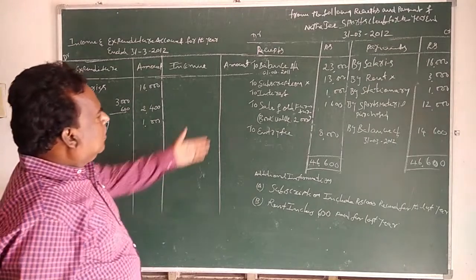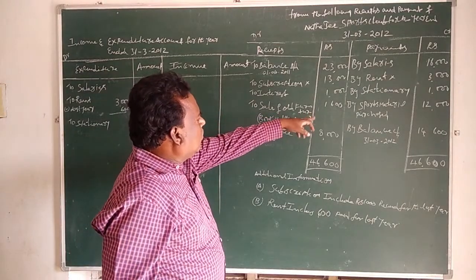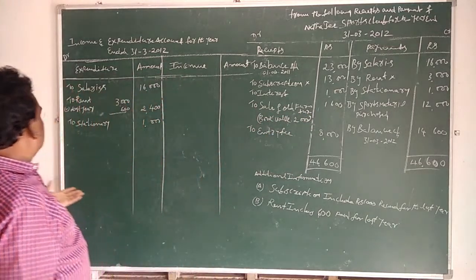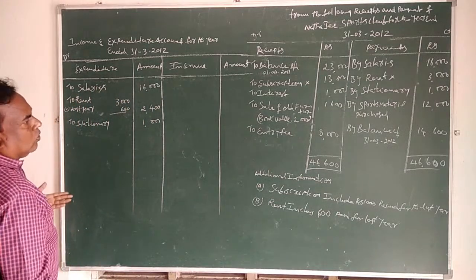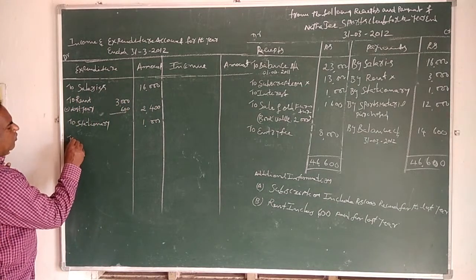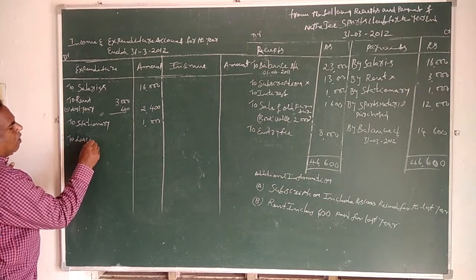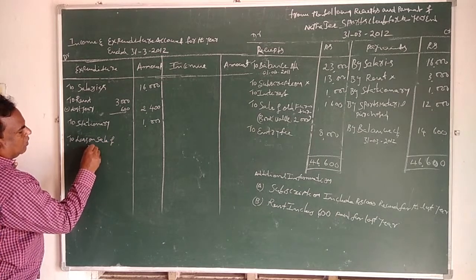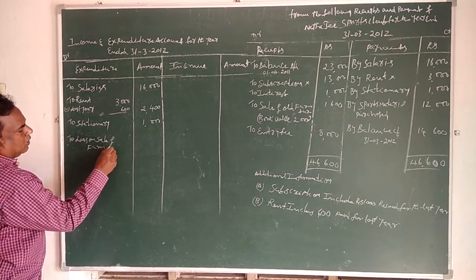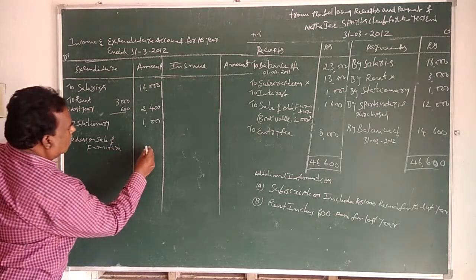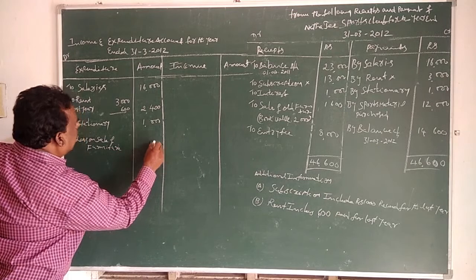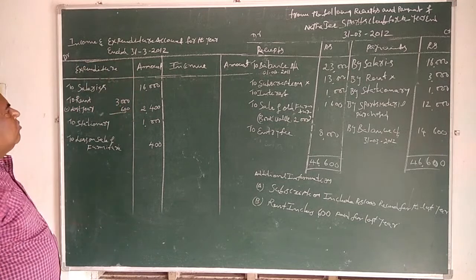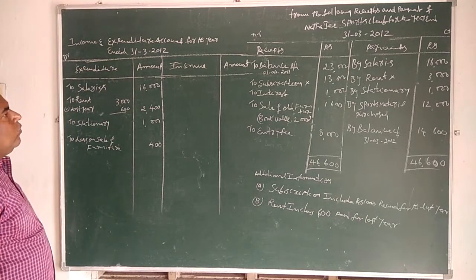Then sale of old furniture 1,600, book value 2,000. So here there is a loss of 400. To loss on sale of furniture 400 only. These are the expenses and losses of the non-profit organization for the year ended 31st March 2012 of Netaji Sports Club.